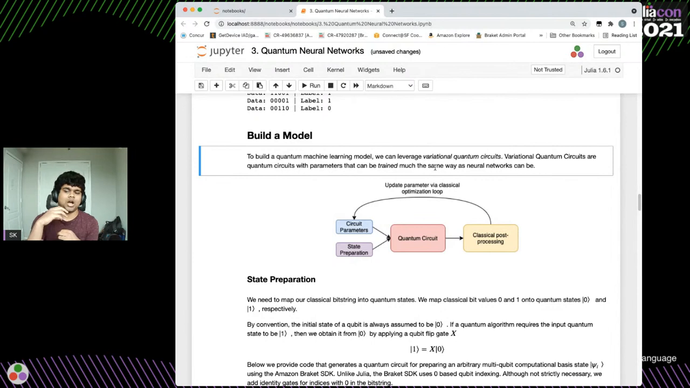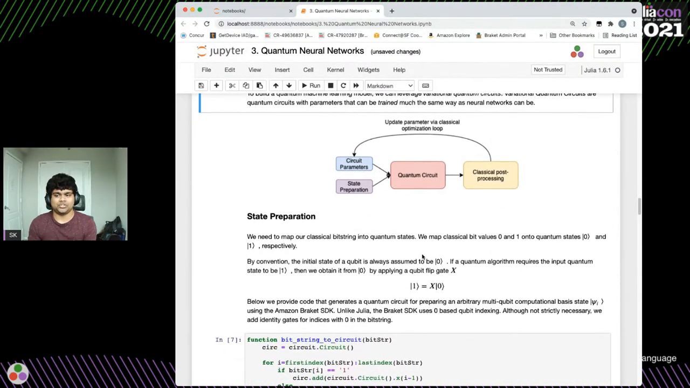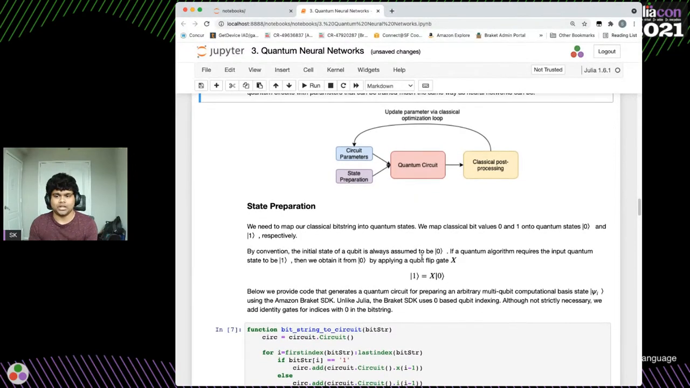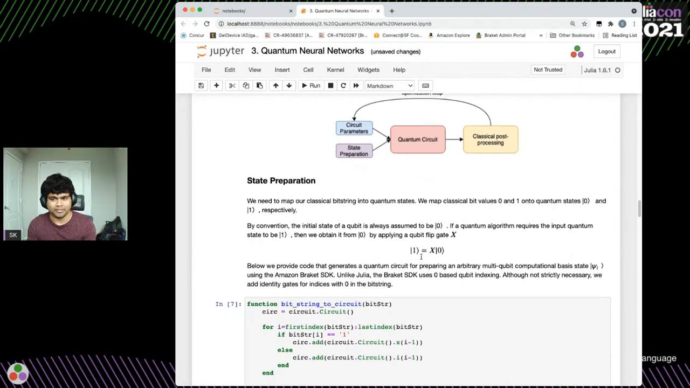And by optimizing those parameters, you can now find the most optimal set of parameters that would give you the best results for your particular task, which is very similar to how classical neural networks work, except you're replacing the neural network part with something called a variational quantum circuit. Right, so to have a variational quantum circuit, you have two steps. One is the state preparation, and the other is the circuit parameters.